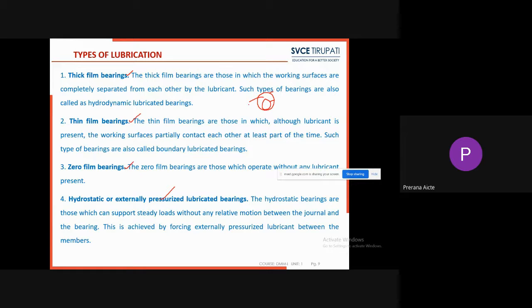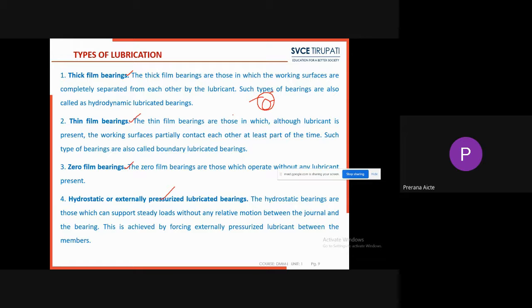What about zero film? In between the journal and bearing, we are not supposed to use any lubrication oil. That means the lubrication is equal to zero. We cannot use any lubrication oil. Only the journal and bearing revolve. That is called zero film lubrication.